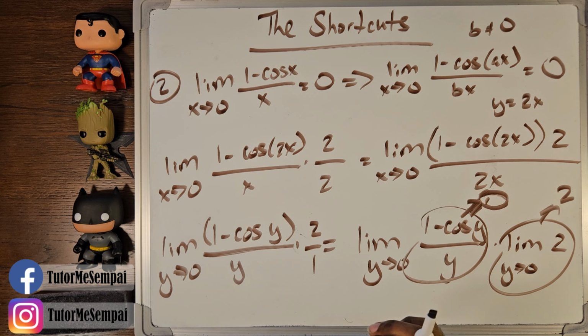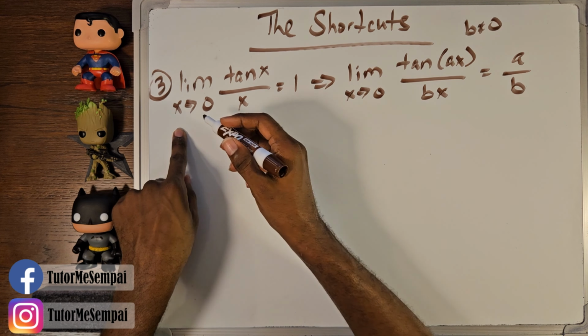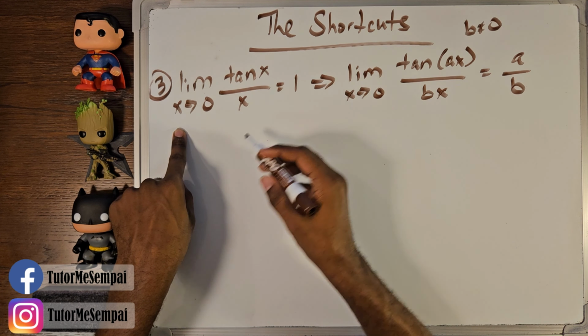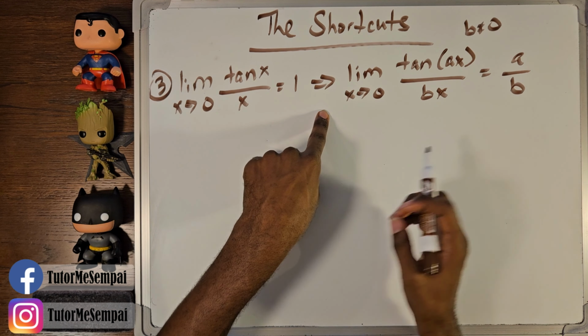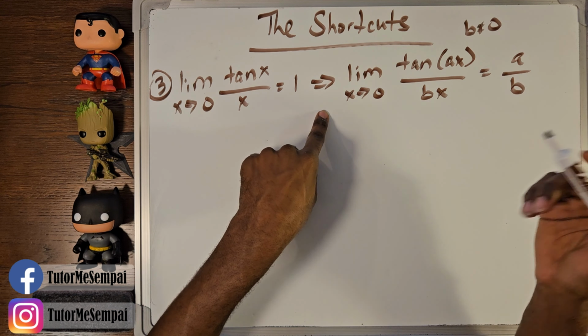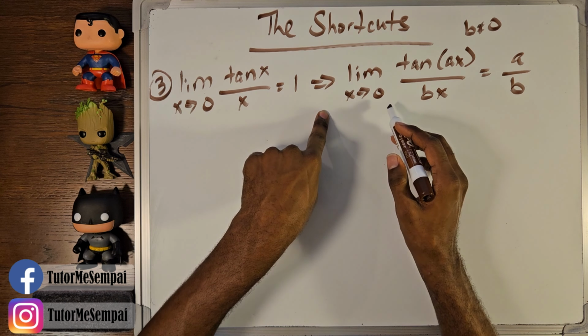Let's jump into our last shortcut for today. So this is going to be our last shortcut for today. And it says that if we know that the limit as x goes to 0 of tangent x over x equals 1, then that means that we are guaranteed to have the limit of tangent of ax over bx as x goes to 0.